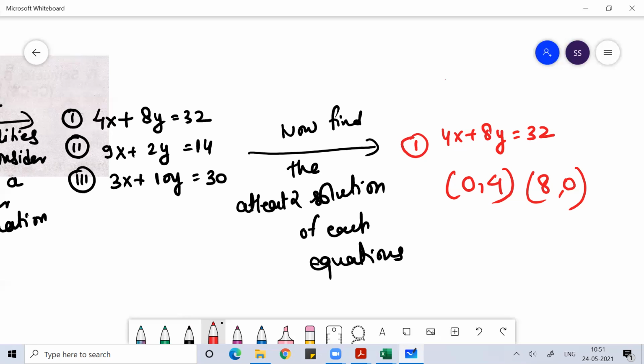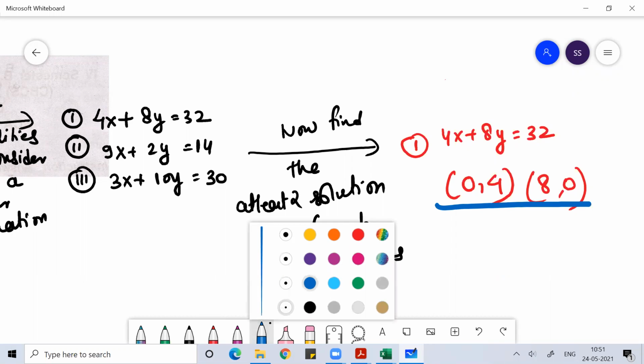You can put any value of x and you'll find the corresponding value of y. Any doubt, anyone? For any equation, there are infinite values. So anything you want, you can put any value.